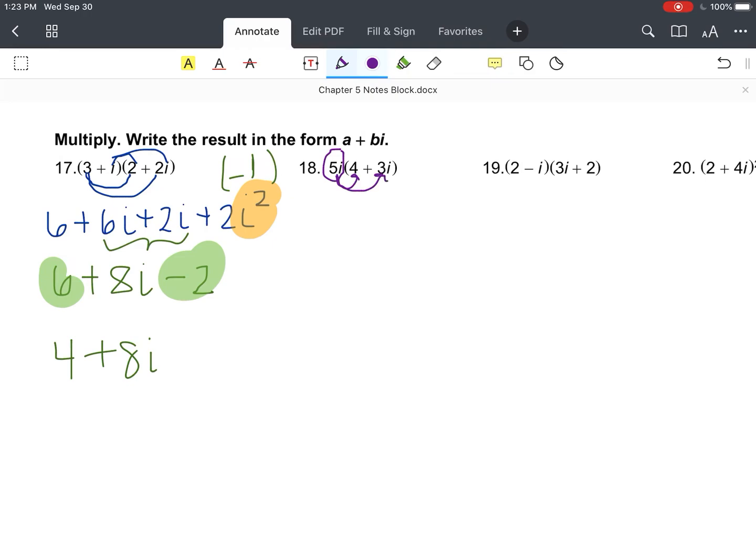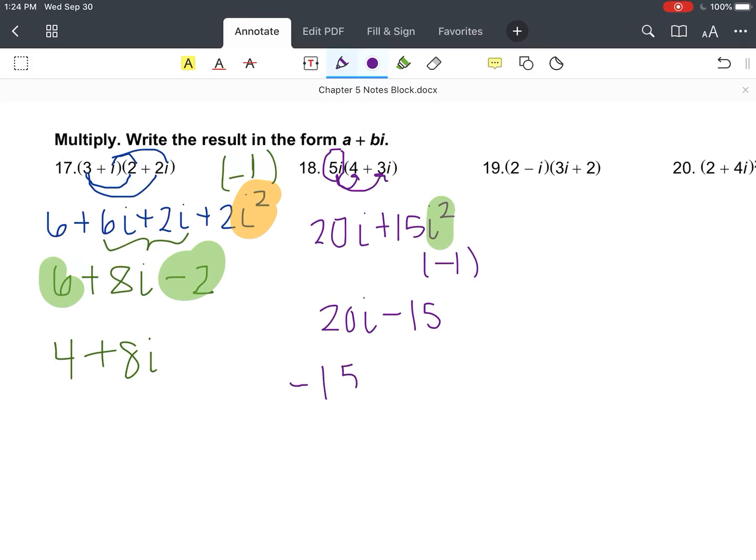So let's try number 18 next. I only have one thing out in front, the 5i, so I'm going to distribute it to both things inside parentheses. 5i times 4 will be 20i. 5i times 3i will be plus 15i squared. Remember, i squared is exactly like -1. It's going to change the sign of 15 to become negative. So now it's going to be 20i minus 15.